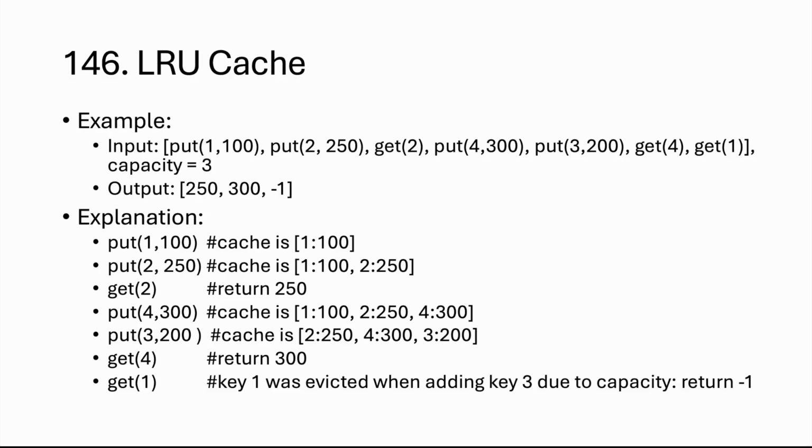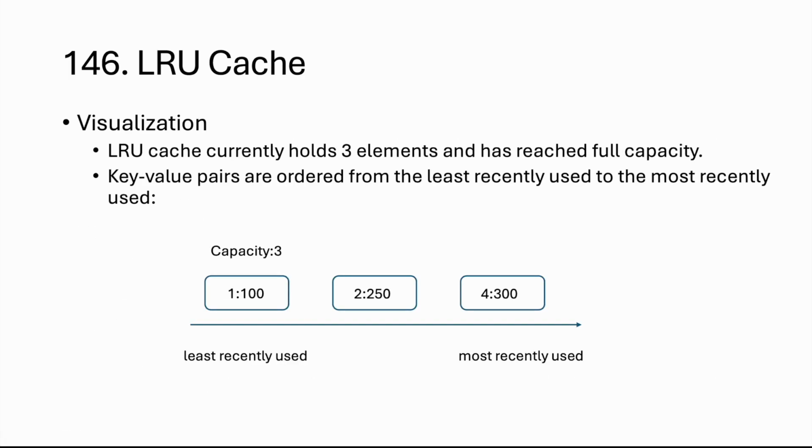At this point, it already reached the maximum capacity, which is 3. That's why we evict the least recently used node and add 3 200 as the most recently used node. If we get 4, then we return 300. We get 1. At this point, 1 is already evicted when adding key 3 due to capacity, so we return -1.